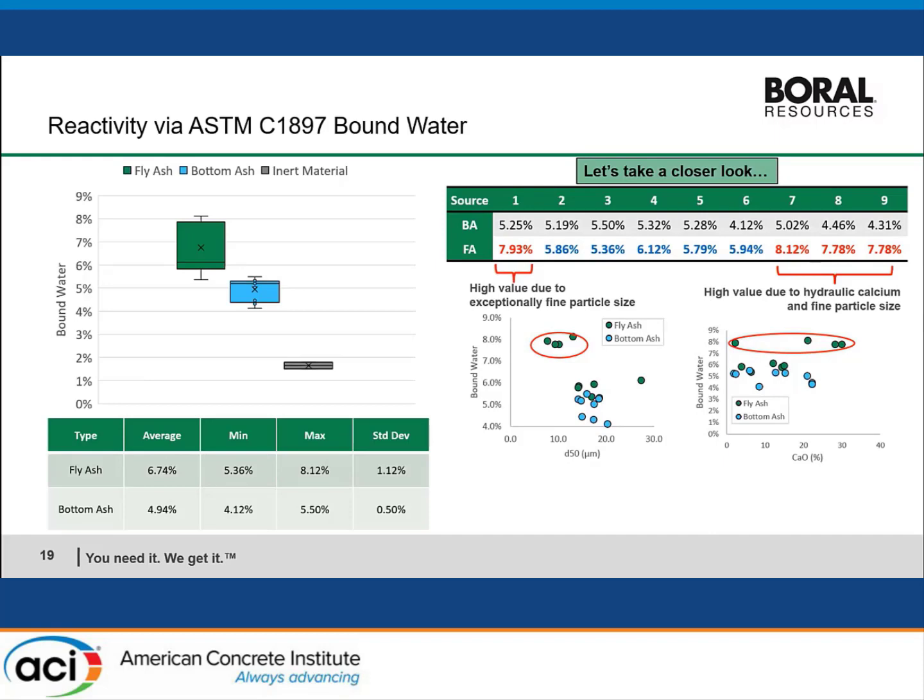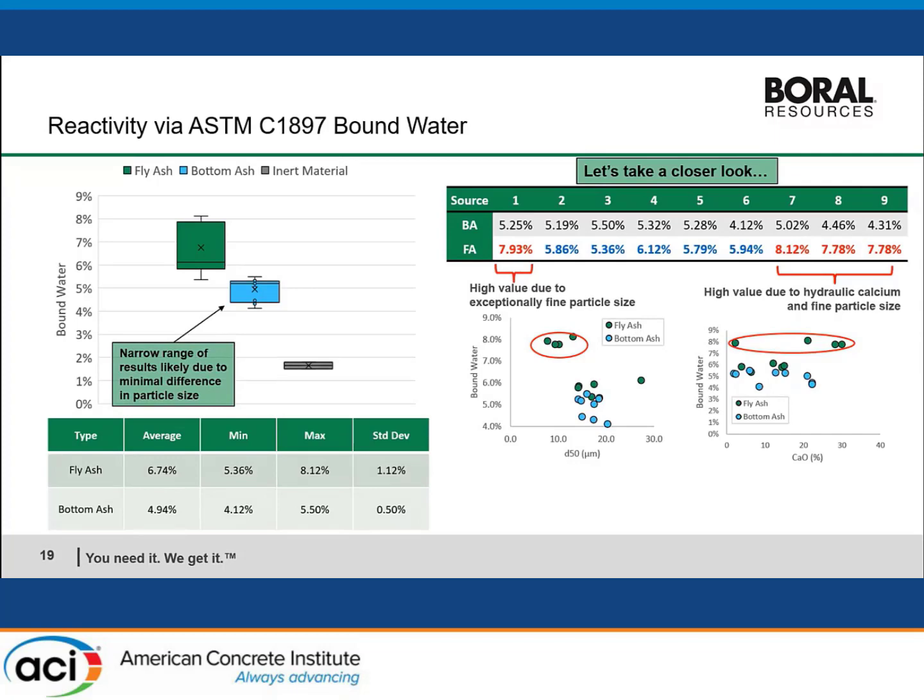So what's the point of talking about all this? Well, first point is that it's interesting that we have these fly ashes that have these unique properties that make them perform particularly well in the bound water test. But that performance isn't necessarily reflected in the bottom ash samples. This reinforces the idea that these materials are similar, but they're different materials, and to some degree, they'll need different consideration.